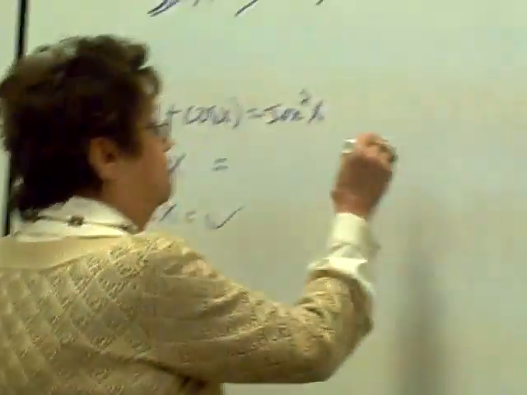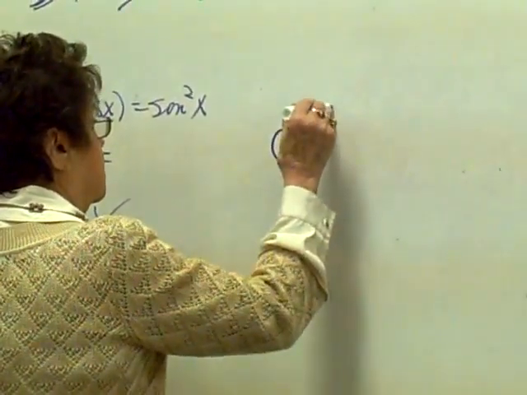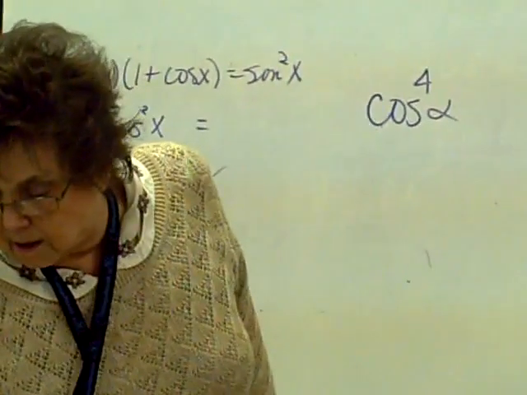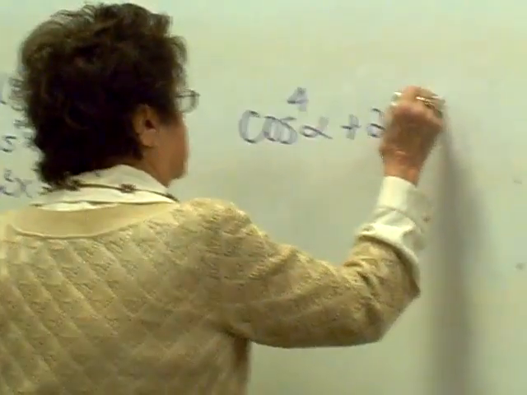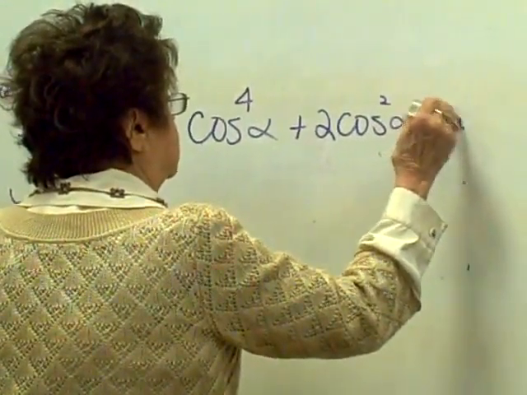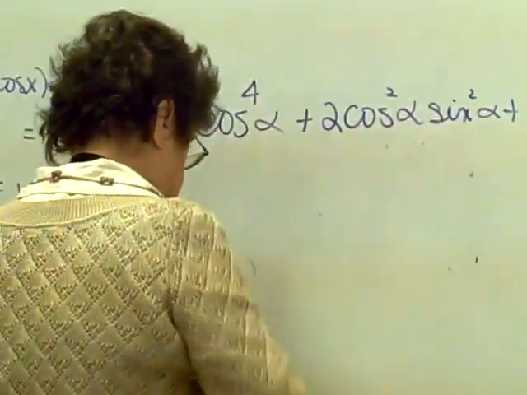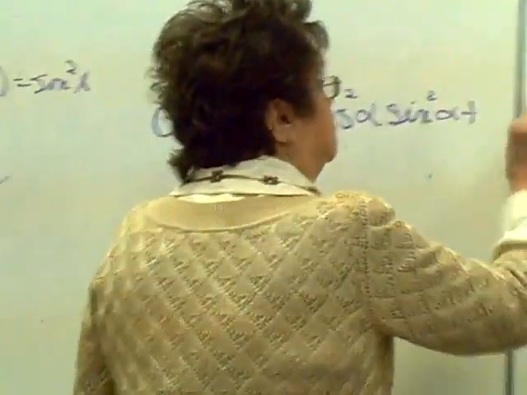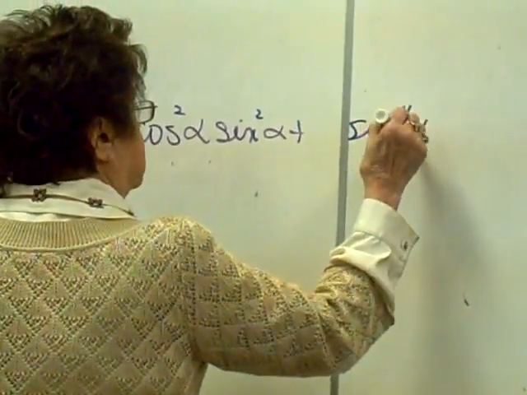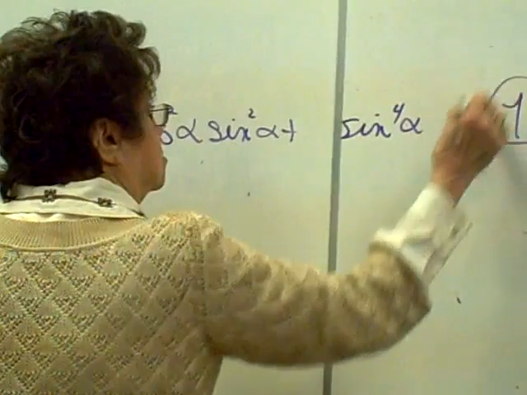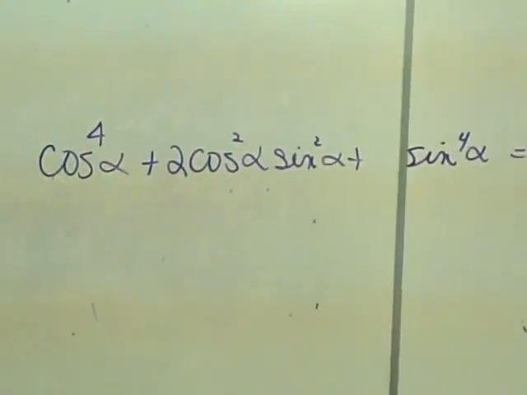Cosine 4 alpha plus 2 cosine squared alpha sine squared alpha plus sine 4 alpha. Is that what it said? Prove it equals 1. Take out a cosine squared, sine squared.